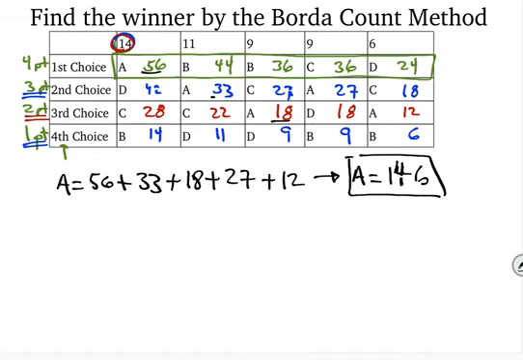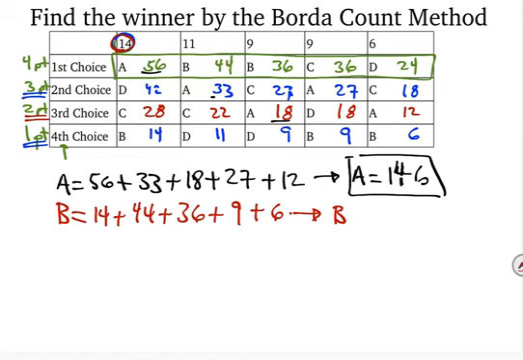And we'll do this for each of the candidates. And whoever has the most points wins by the Borda count method. So in the first column, candidate B got 14 points. Second column, 44 points. So we add up all of these points that we collected for candidate B. Candidate B got 109 points, A has 146, so A is still the leading candidate.